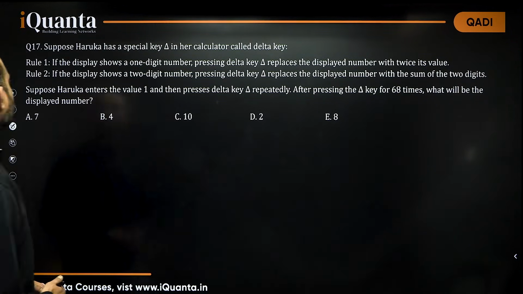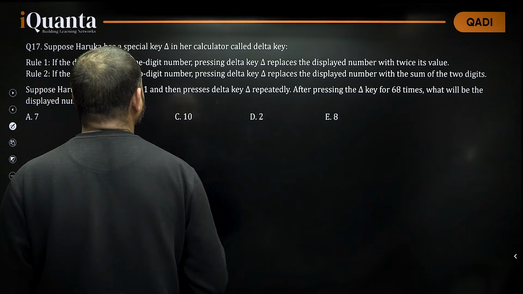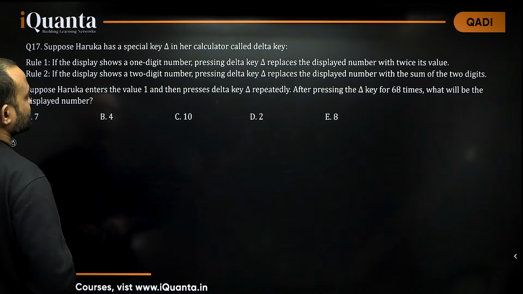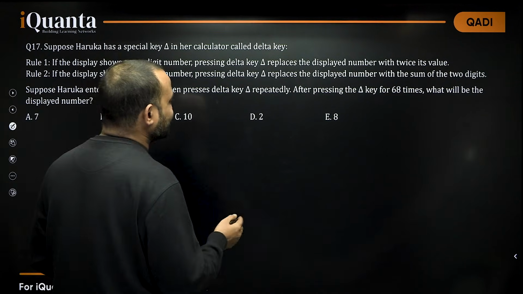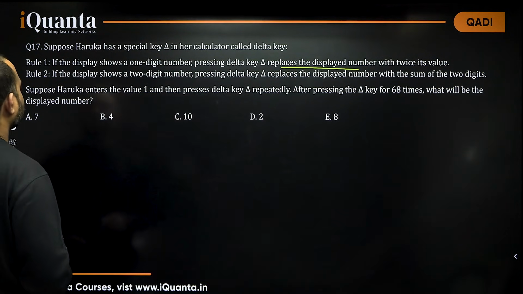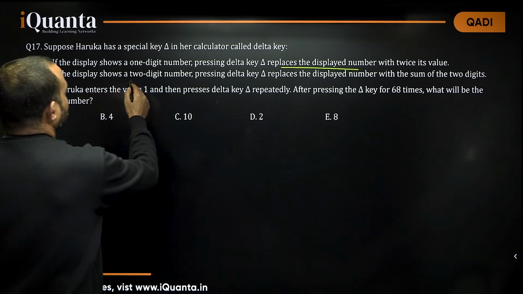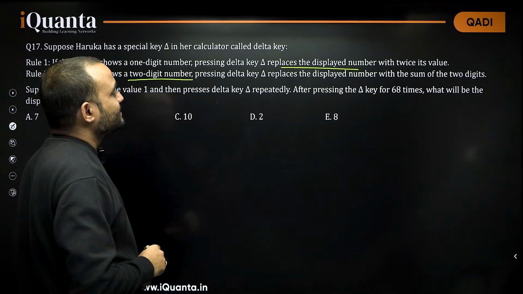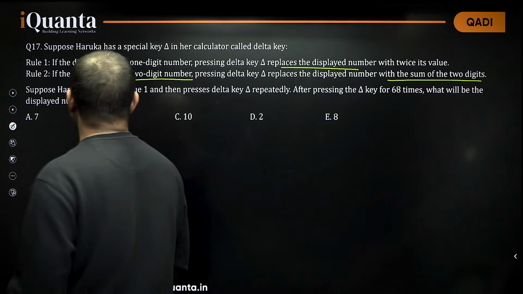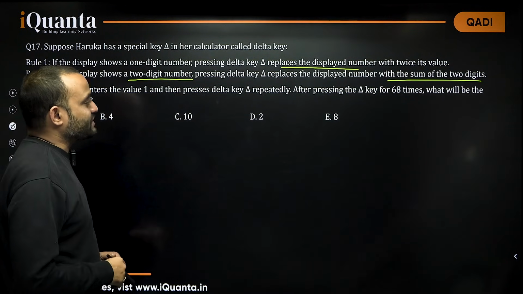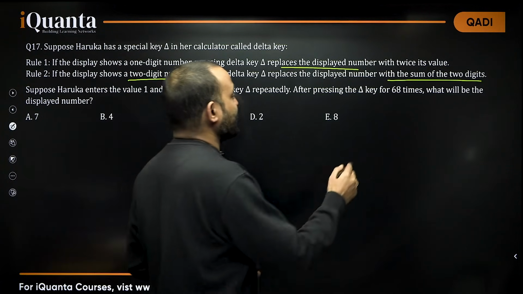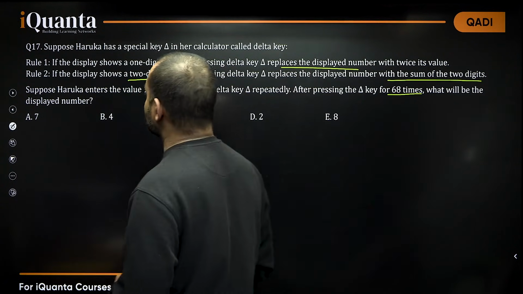Suppose Haruka has a special key in her calculator called the delta key. If the display shows a 1-digit number, pressing the delta key replaces the displayed number with twice its value. If the display shows a 2-digit number, pressing the delta key replaces the displayed number with the sum of the 2 digits. Suppose Haruka enters the value 1 and then presses the delta key repeatedly. After pressing the delta key 68 times, what will be the displayed number?